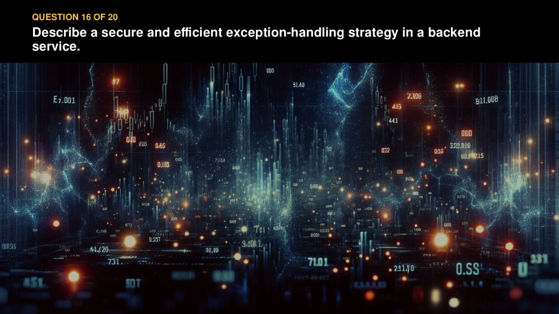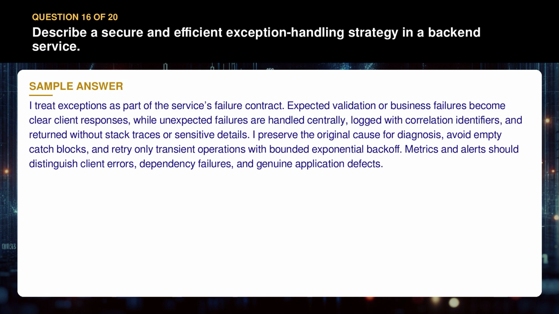Question 16. Describe a secure and efficient exception handling strategy in a backend service. I treat exceptions as part of the service's failure contract. Expected validation or business failures become clear client responses, while unexpected failures are handled centrally, logged with correlation identifiers, and returned without stack traces or sensitive details. I preserve the original cause for diagnosis, avoid empty catch blocks, and retry only transient operations with bounded exponential backoff. Metrics and alerts should distinguish client errors, dependency failures, and genuine application defects.